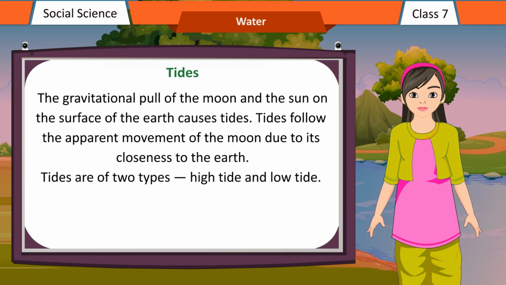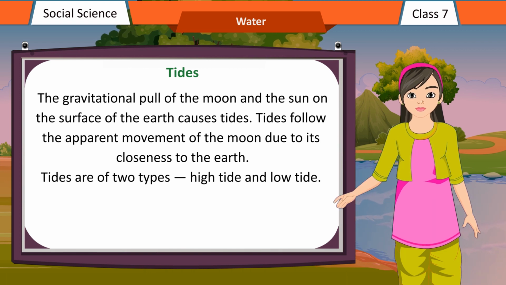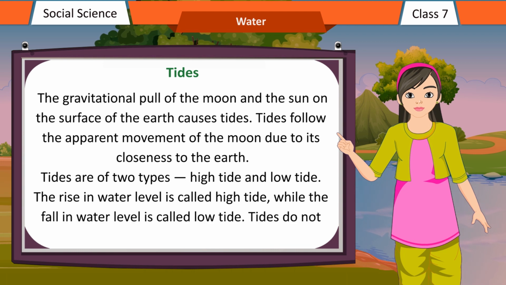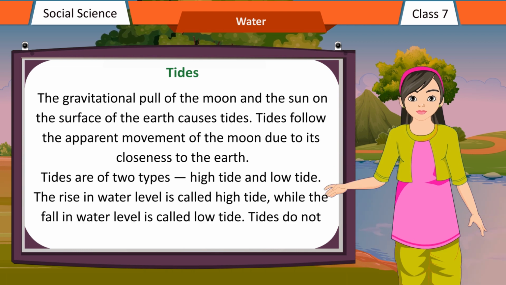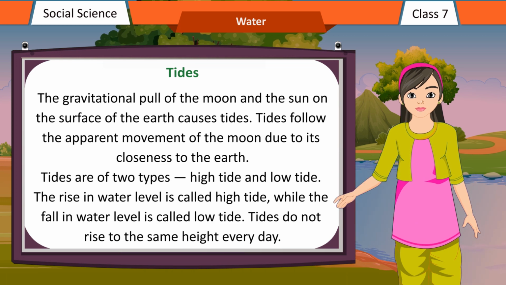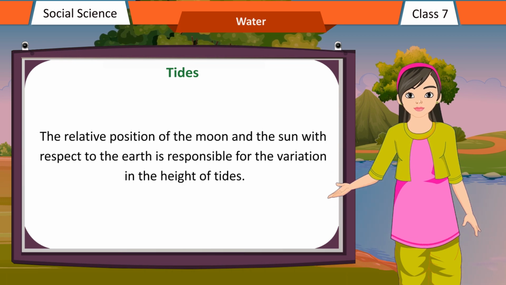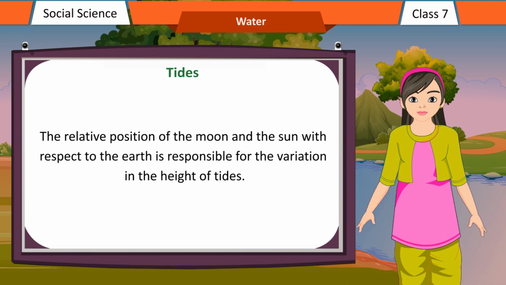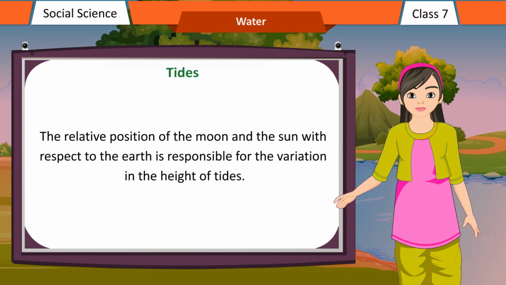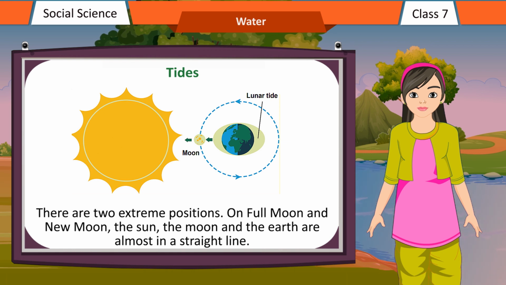Tides are of two types, high tide and low tide. The rise in water level is called high tide, while the fall in water level is called low tide. Tides do not rise to the same height every day. The relative position of the moon and the sun with respect to the earth is responsible for the variation in the height of tides. There are two extreme positions.